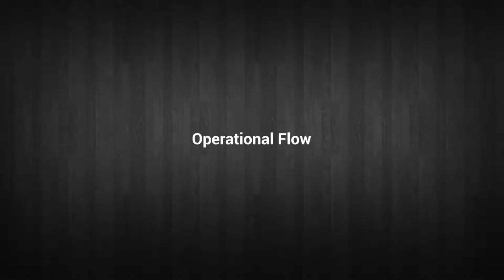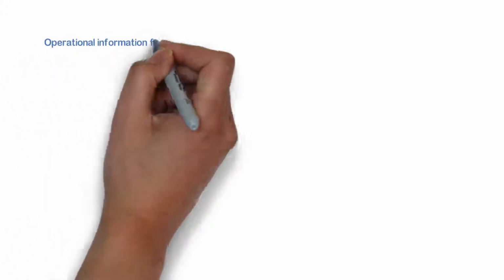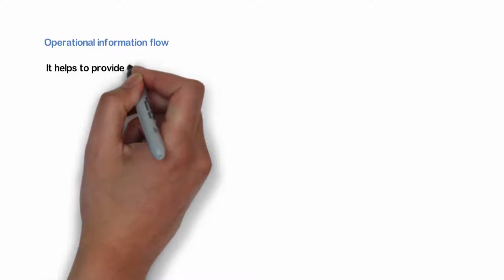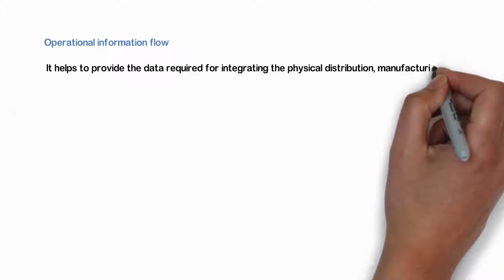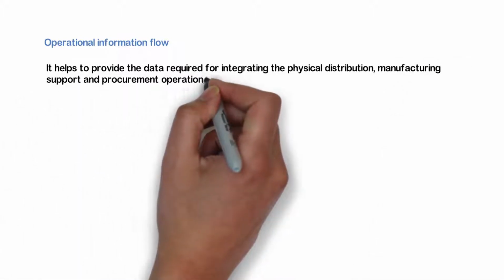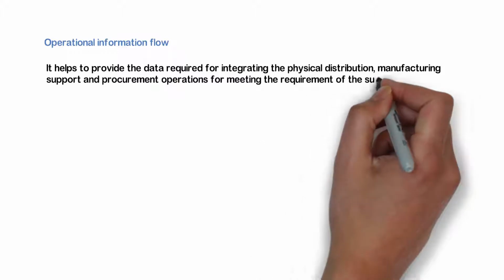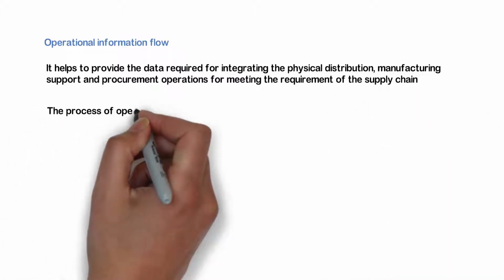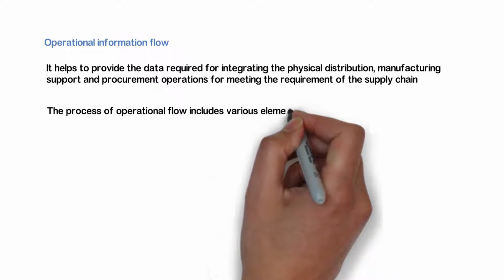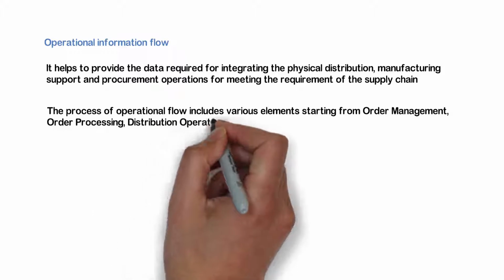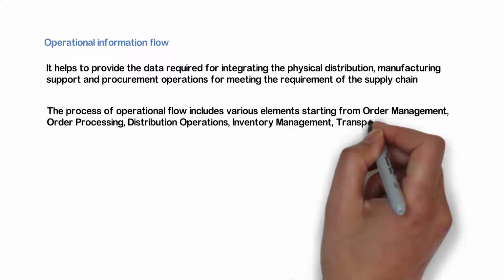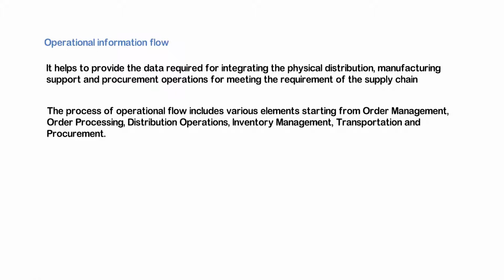Let us now discuss the various elements in operational flow. The operational information flow helps to provide the data required for integrating the physical distribution, manufacturing support, and procurement operations for meeting the requirement of the supply chain. The process of operational flow includes various elements starting from order management, order processing, distribution operations, inventory management, transportation, and procurement. Let us discuss these elements in detail.